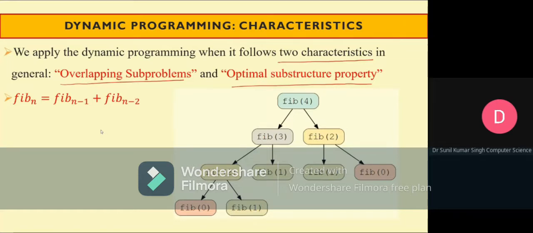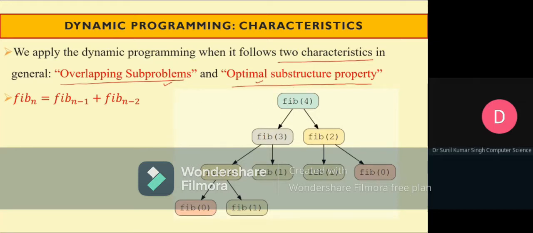And optimal substructure property tells that if we have computed the optimal solution of the subproblems, then using these optimal solutions we will be finding the optimal solution of the original problem. If it is doing like this, then we can say that we can apply dynamic programming. So these two properties will be more clear if we look at the diagram.